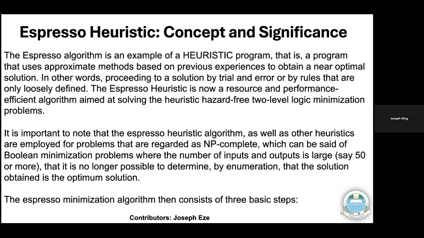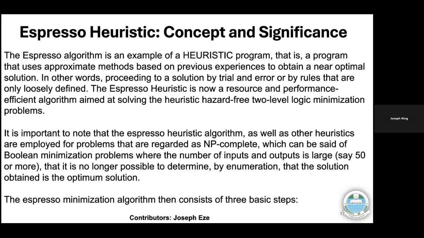All right. Good morning. My name is Joseph Izzy, and I'll be dealing with the Espresso heuristic algorithm. Before we begin, I would like to state that the Espresso algorithm is an example of a heuristic program, which basically means a program that proceeds to a solution via trial and error, or by rules that are loosely defined. Heuristic in the sense that there is virtually no existent optimal solution, but rather we proceed to a good enough solution through trial and error.